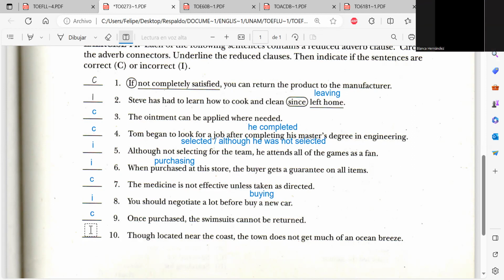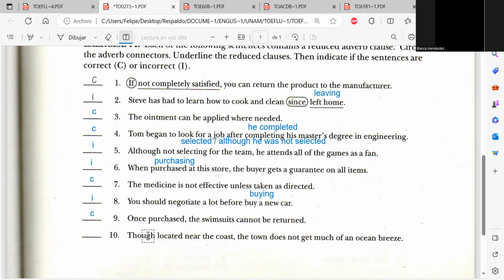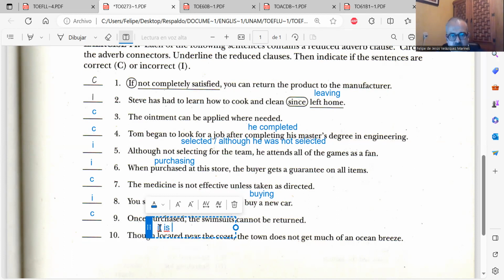It's incorrect. Though located near the coast, the town does not get much ocean breeze. There should be, well, the subject is missing. The subject is missing where? At the beginning. Though, okay. Yeah, we're talking about the town. Oh, so you can say, though it is located near the town, right?